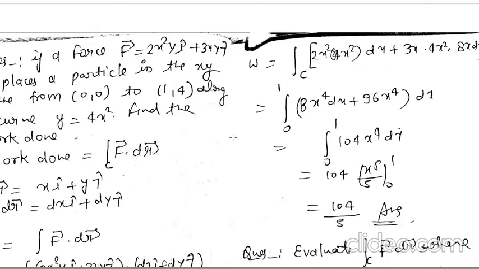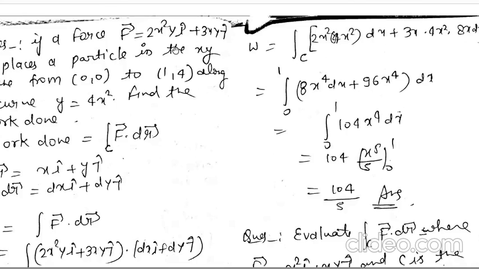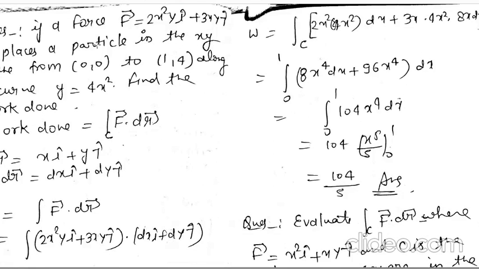Okay, just watch, see this example. If a force F vector is equal to 2x square y i plus 3xy j, so displace a particle in the xy plane from 0, 0 to 1, 4 along a curve y is equal to 4x square. So find the work done. So curve is given y is equal to 4x square. And we know that r vector is equal to x i plus y j. So your dr vector will be dx i plus dy j, right?